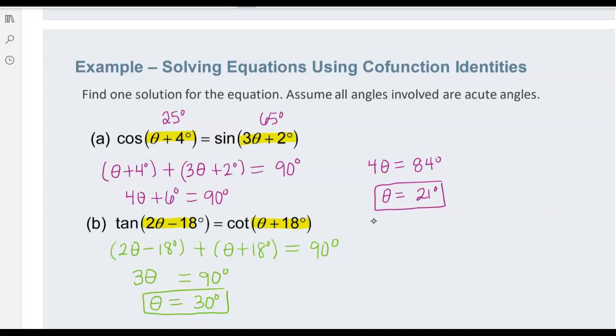For this second set of equations, if I put 30 in the first equation, 2 times 30 would be 60. 60 minus 18 is 42. This is going to be 42 degrees. And this one is going to be 30 plus 18. This one's going to be 48 degrees. Yeah, adding 42 and 48 together, that gives me 90 degrees.